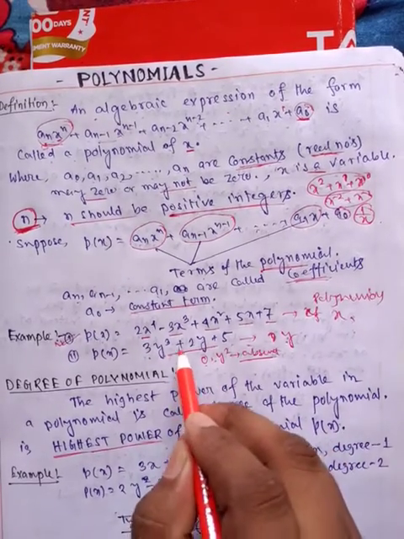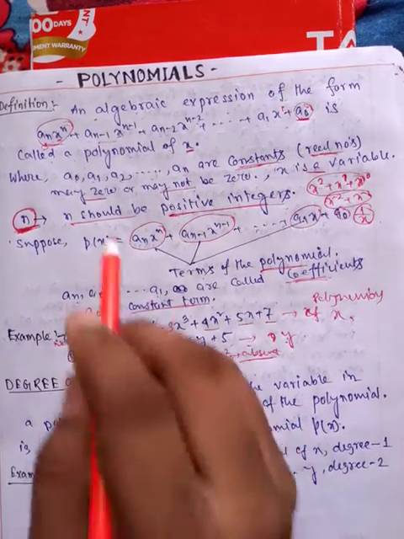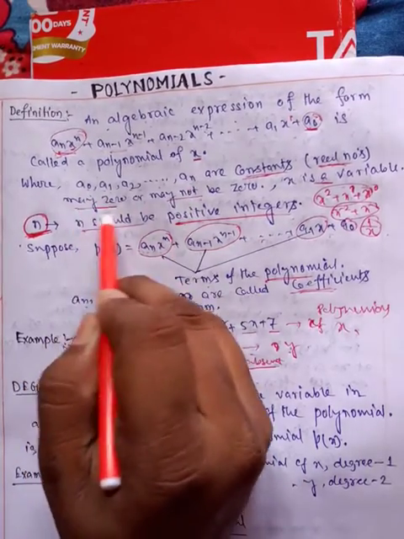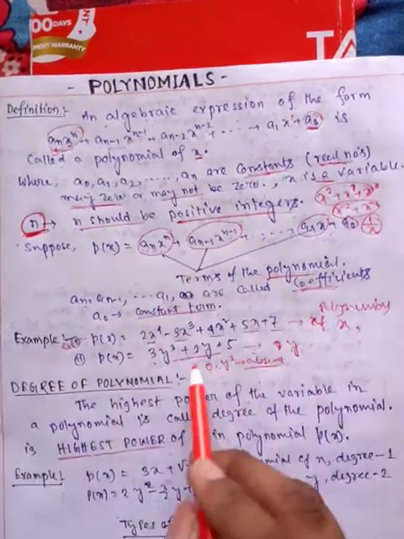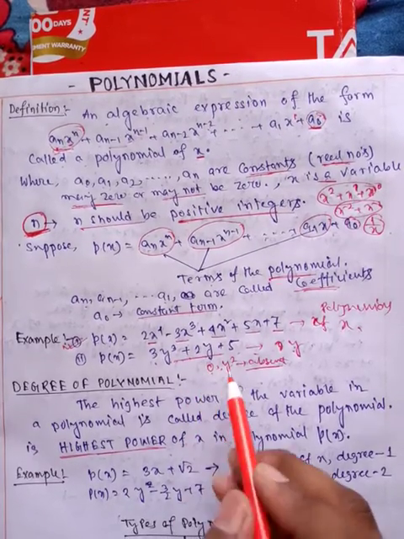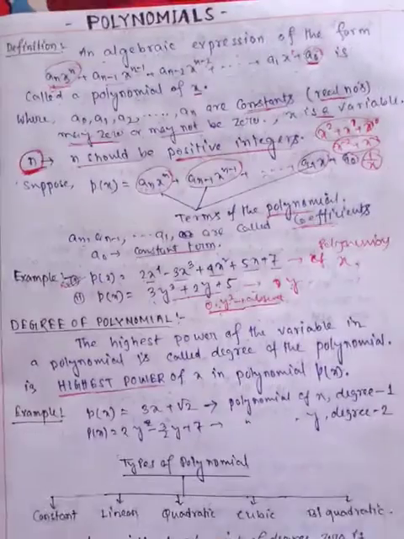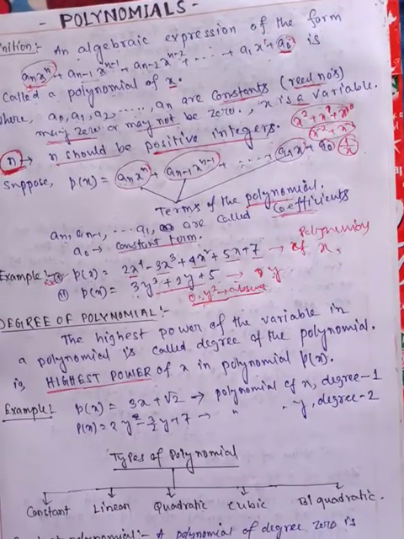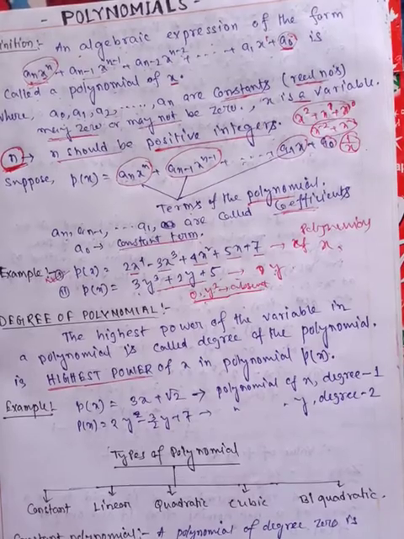0 into y square, that's why here it is absent. So previously we discussed that a0, a1 all may or may not be 0, so here the coefficient of y square, that is a2, is 0. Okay, now we are coming to discuss the degree of a polynomial.